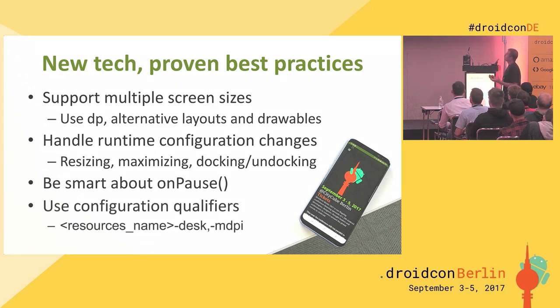And of course, configuration qualifiers. That's the standard practice. So you get a new configuration qualifier, desk. So basically, when your app switches to the desk mode, that's where you put all those alternative layouts and alternative drawables and alternative strings or whatever you want to put alternative. And currently, when you switch to desktop, you get MDPI screen density. So keep that in mind.